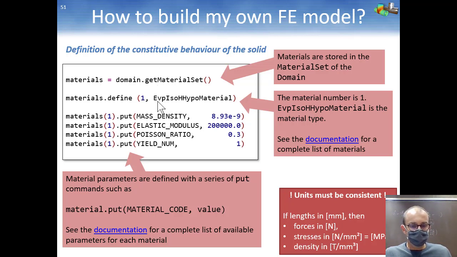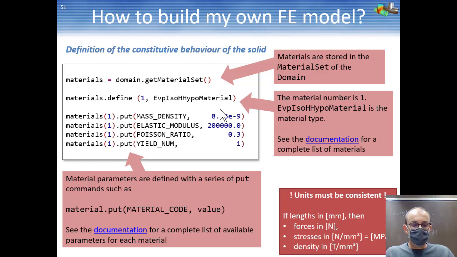So for example, here I define an elasto-viscoplastic material, which is hypoelastic also. And defining a material means having access first to the material set. So it's again the same thing. You take an object and then you grab the set related to the object that you want to create. So here you must know that the material set is inside the domain. And then from the material set you can define a material.